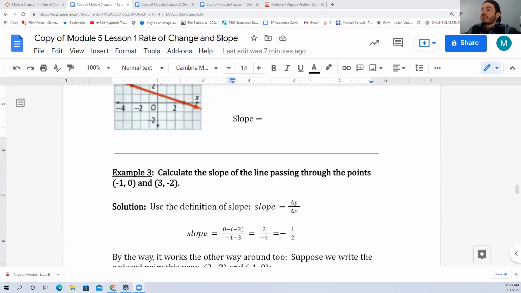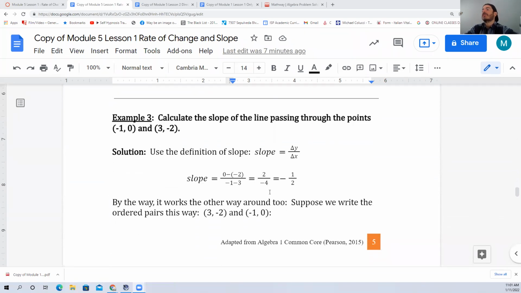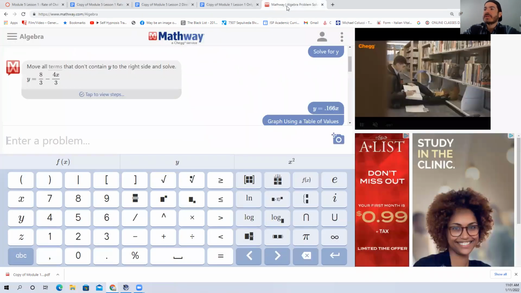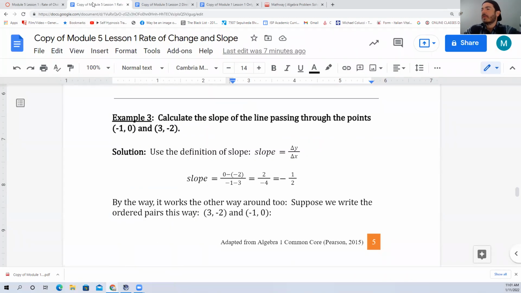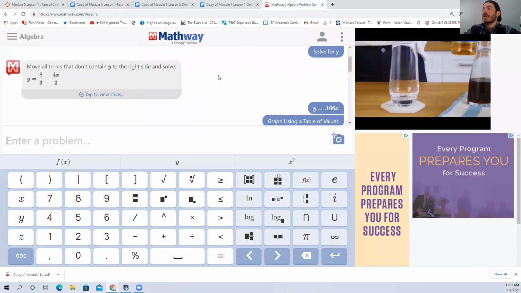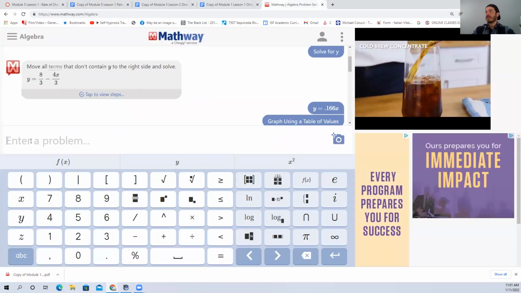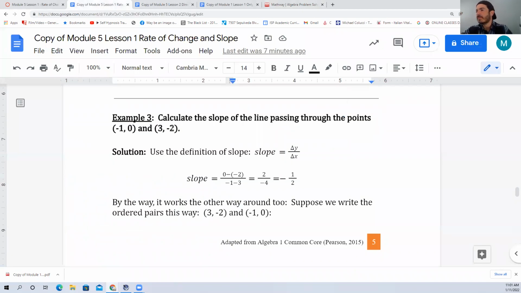Now, I calculate the slope of a line passing through the points -1, 0, and 3, -2. This is the exact same thing, only they haven't given you a graph. So I'm going to steal Mathway here for a second, and type those points in: 3, -2, -1, 0. You know what? I wonder if I could just copy and paste them. Let's see. I can.